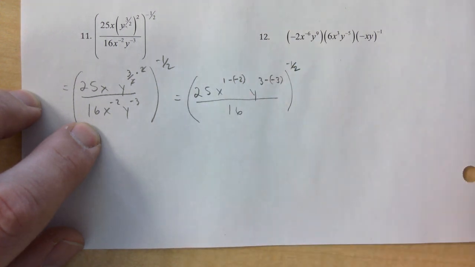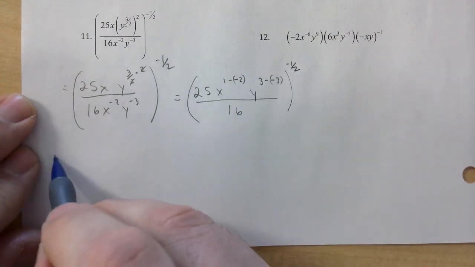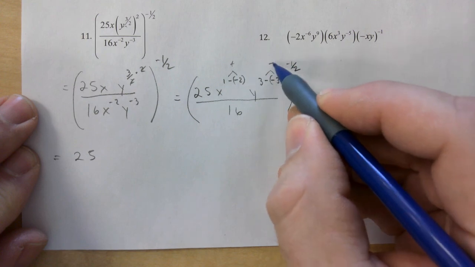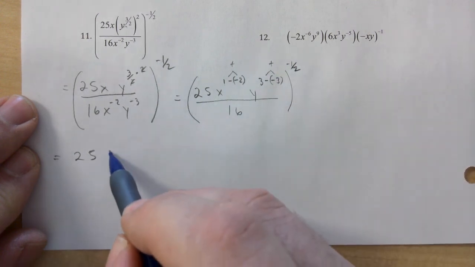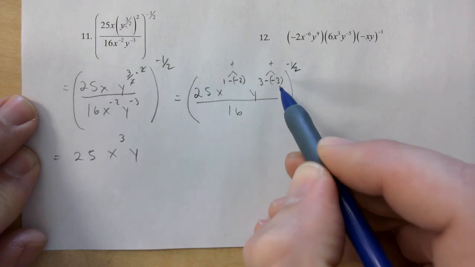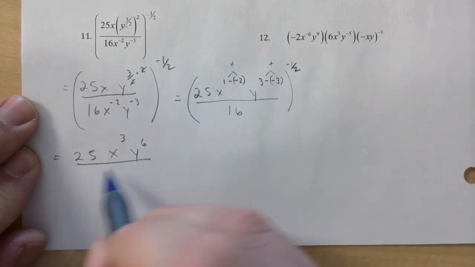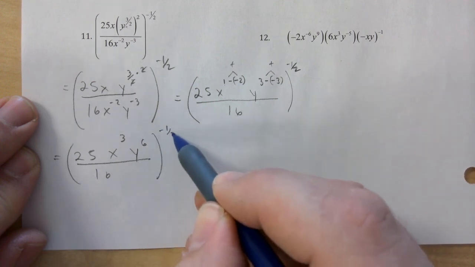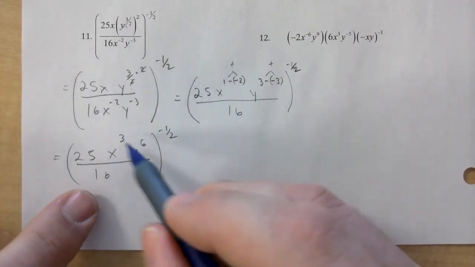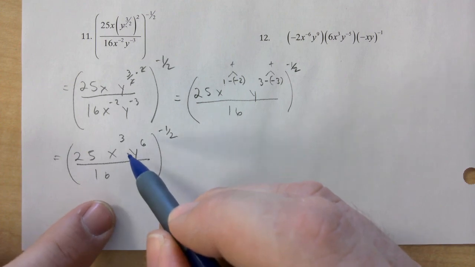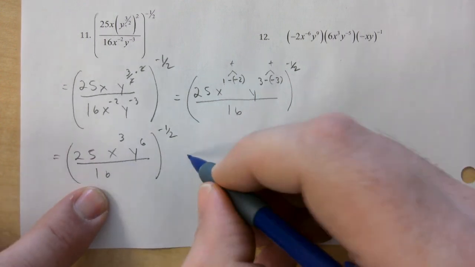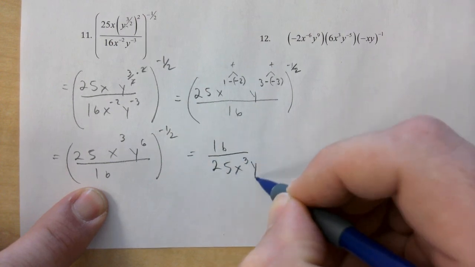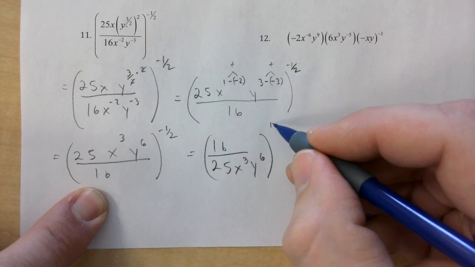Clean it up even more. 25. This will turn positive. This will turn positive. So it's 1 plus 2, which is 3, y to the 6 over 16. All of that still to the negative 1/2. I have no negative exponents inside, so I'm just going to now flip the whole thing to turn that positive. All of that to 1/2 positive.